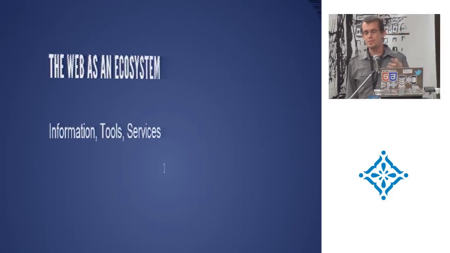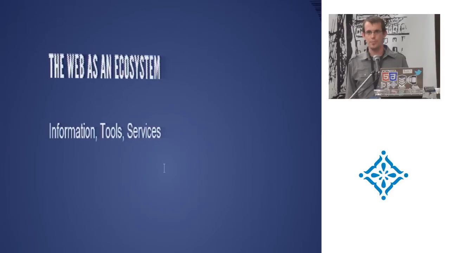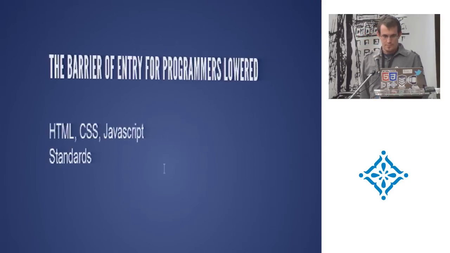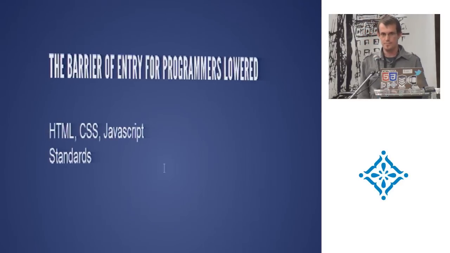That whole process led to the web as an ecosystem. The web turned into an ecosystem. It started with information, but especially these days, lots of tools and lots of services are in the web and based on top of the web. We also saw the barrier of entry for programmers was lowered through standards like HTML, CSS, and JavaScript, but also through the accessibility you had. People could approach those languages very easily and didn't have to buy expensive tools.